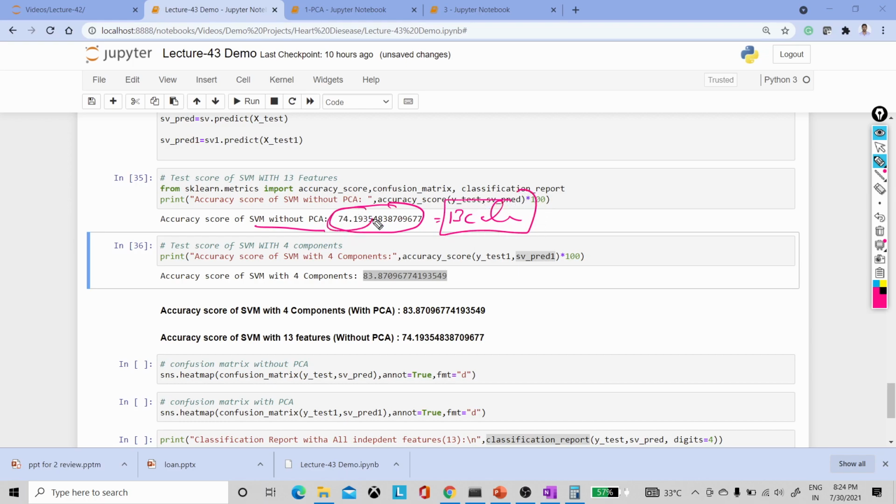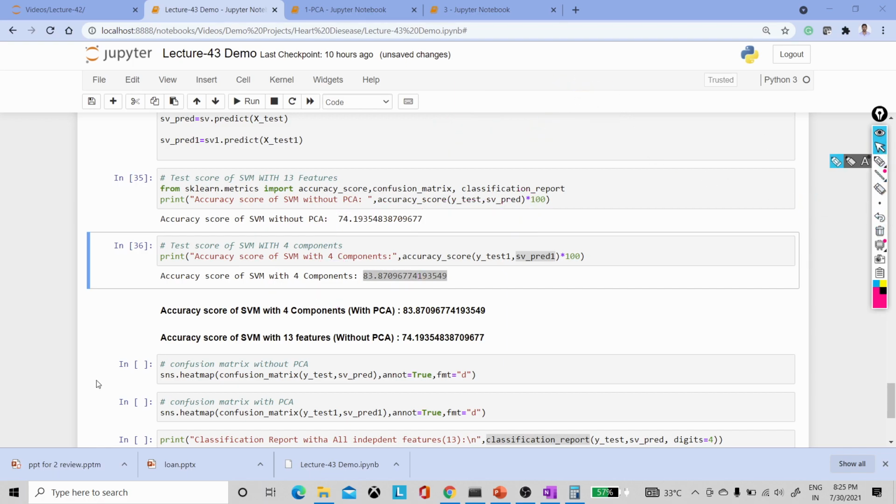I feed it to my model, so I got 74%. Here I am taking only 4 components, which means PC1, PC2, PC3, PC4. I pass that information here, and I get 83%, from 74 to 83. Which means we got 74% accuracy with the help of the 13 features, and 83% accuracy with the help of the PCA, meaning 4 components.